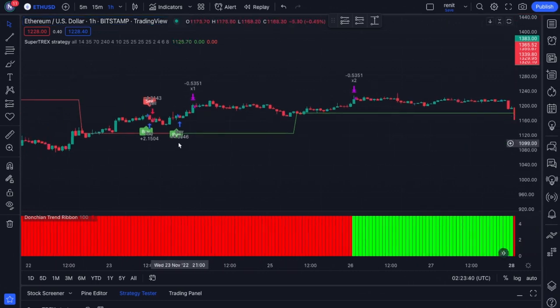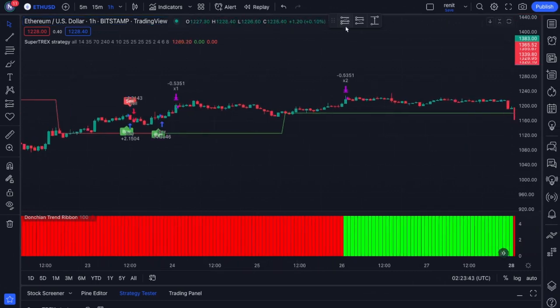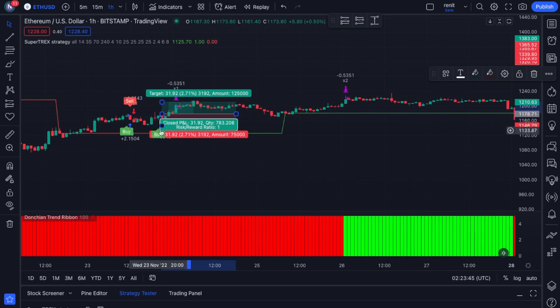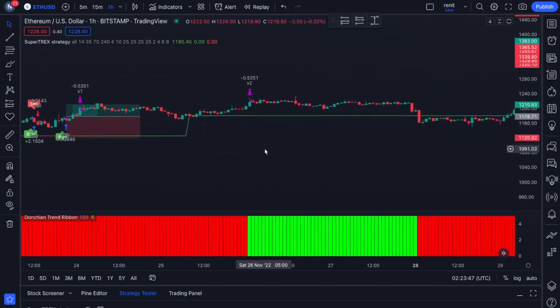Okay, I'm going to open up a long entry as according to this signal, and I'm going to set up my stop loss just below the indicator's line, and I'll be using the take profit targets to monitor my trade exit.